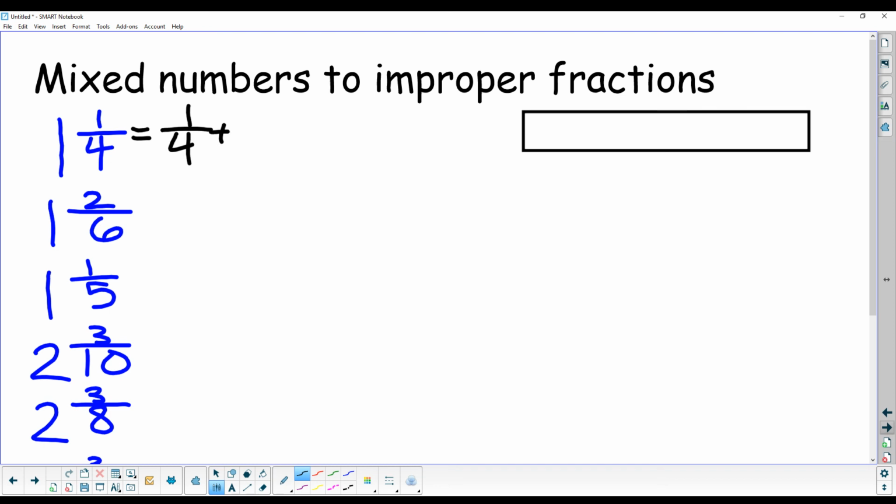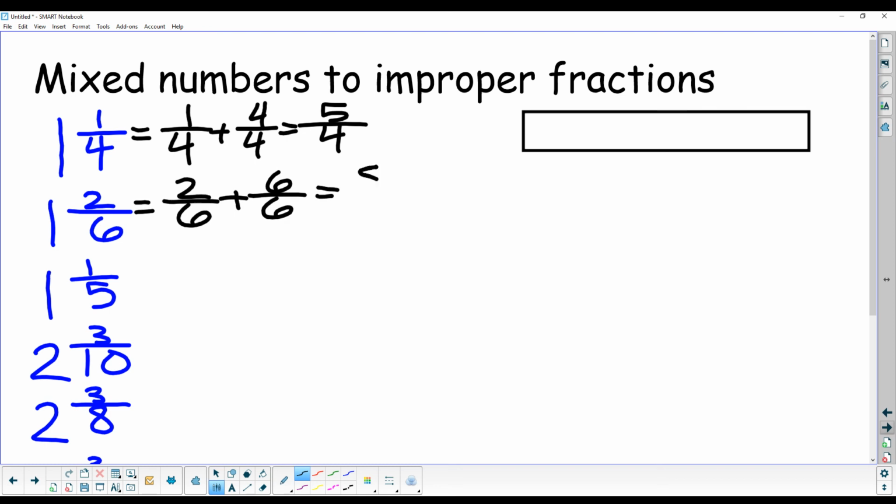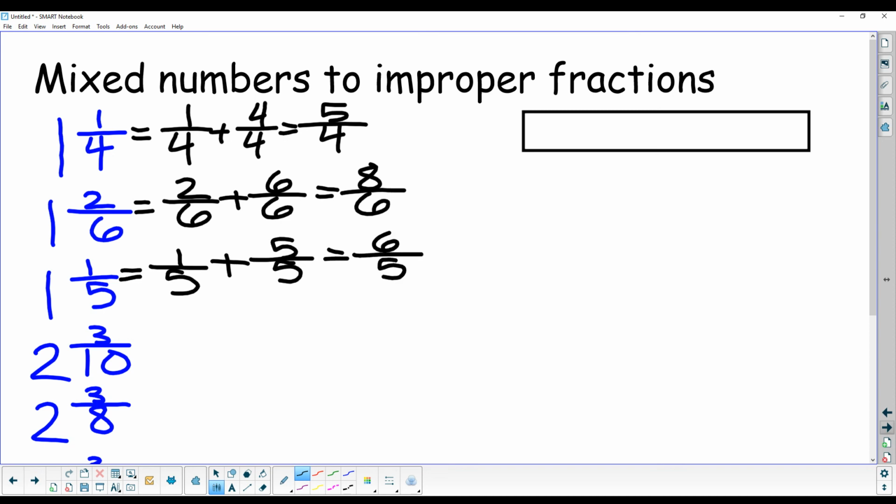So remember, 1 whole here, I'd use my denominator, 4/4. And then I add the fractions together. My denominator is 6. I have 1 whole, so I'd write 6/6. And I'd get 8/6. I write down my fraction. I have to add on that 1 whole, which is 5/5. So I would get 6/5.